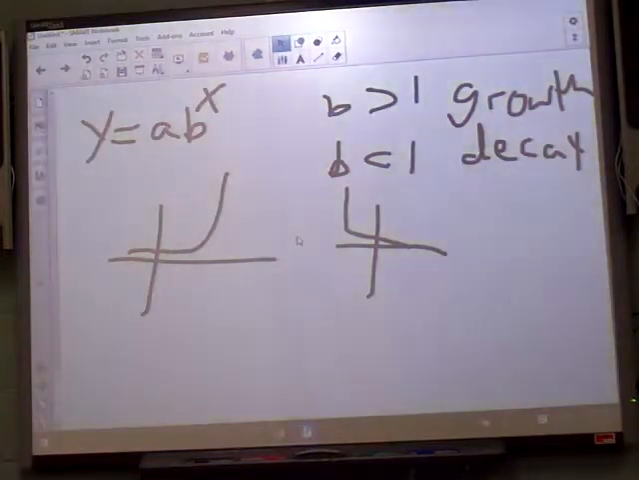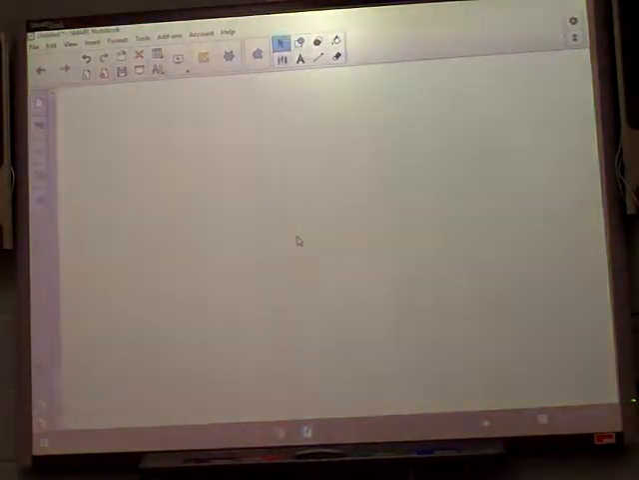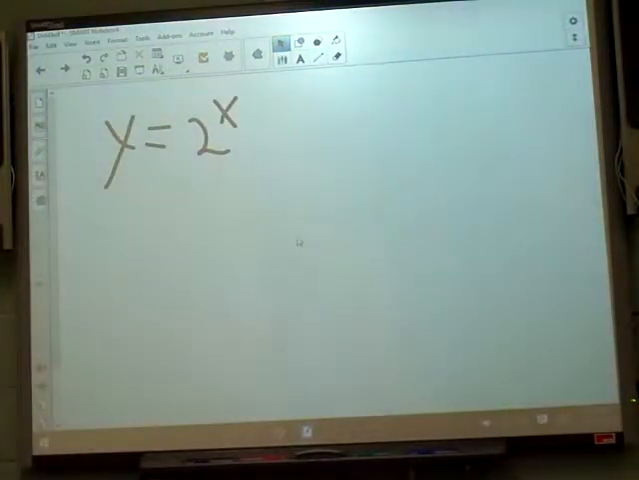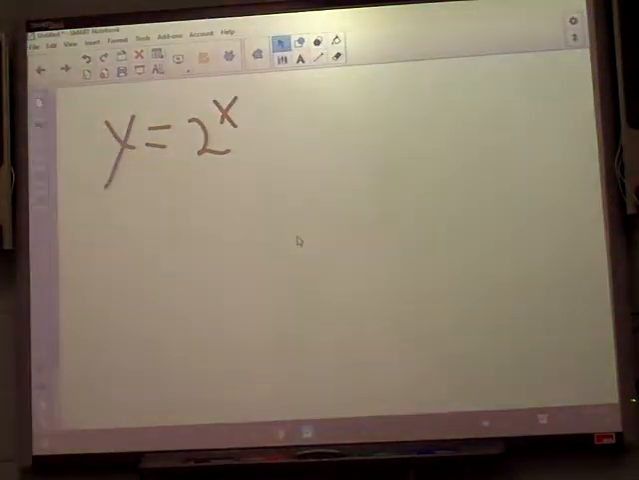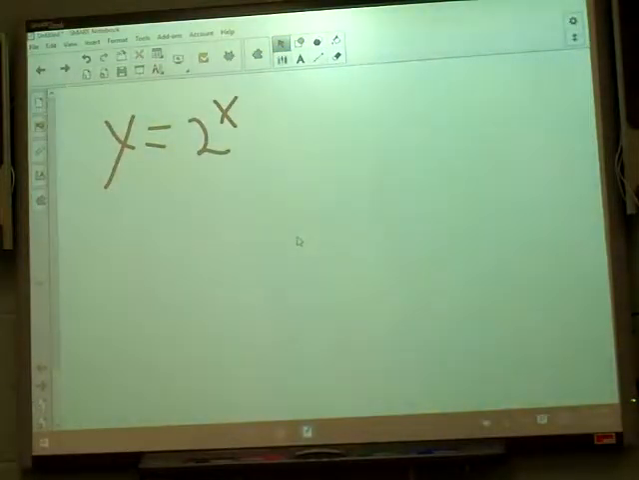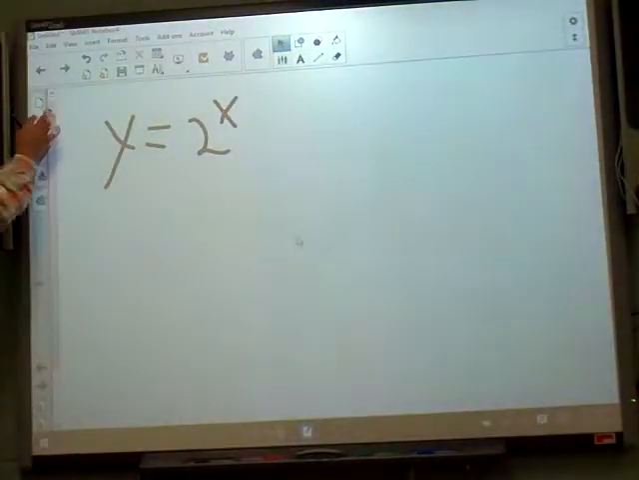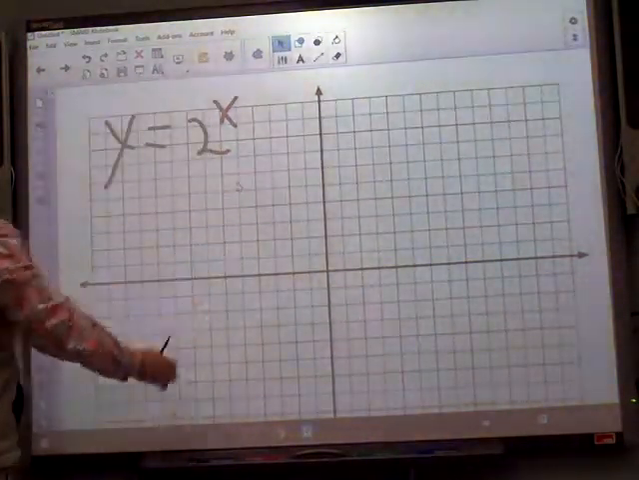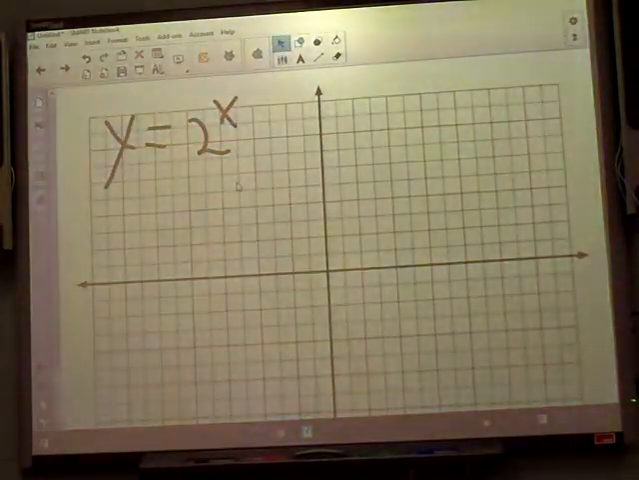Alright, so first thing I've got is just to decide if it is growth or decay. So if we had something that said y equals 2 to the x power, it says tell whether it represents exponential growth or decay, and then graph it. So first off, is that growth or decay? My exponent's on a 2. 2 is bigger than 1, so Landon is correct. That will be a growth. Okay, so we know it's an exponential growth.